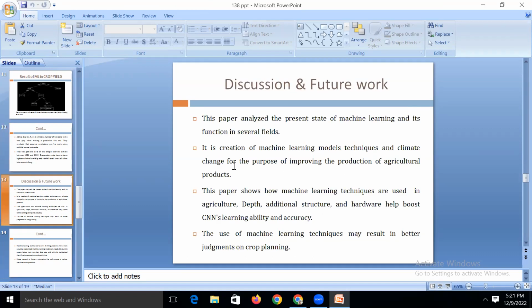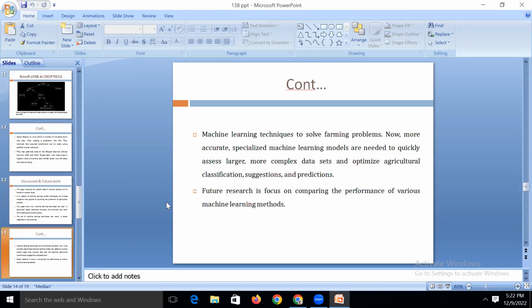Discussion and future work: the papers which I have analyzed show the present state of machine learning and its function in several fields. It is a creation of machine learning model techniques and climate change for the purpose of improving the production of agricultural products. This paper shows how machine learning techniques are used in agriculture. Depth, additional structure, and hardware help boost CNN's learning ability and accuracy. The use of machine learning techniques may result in better judgment on crop planning.